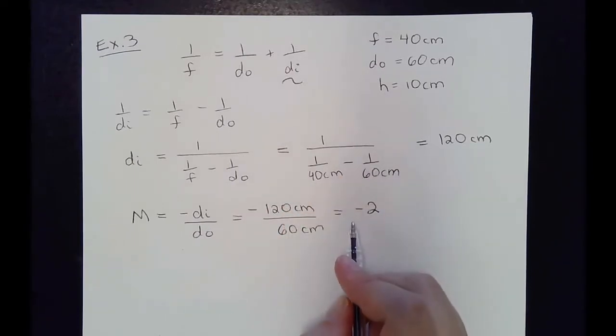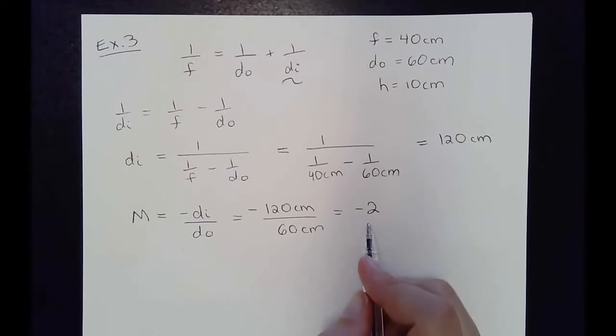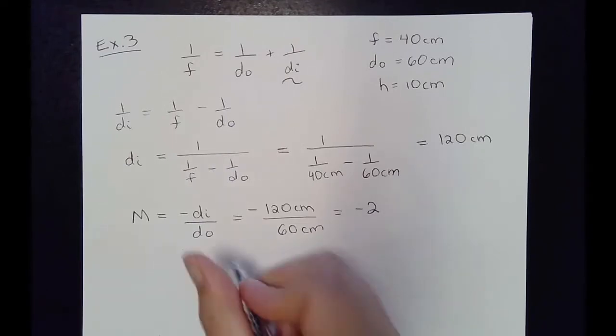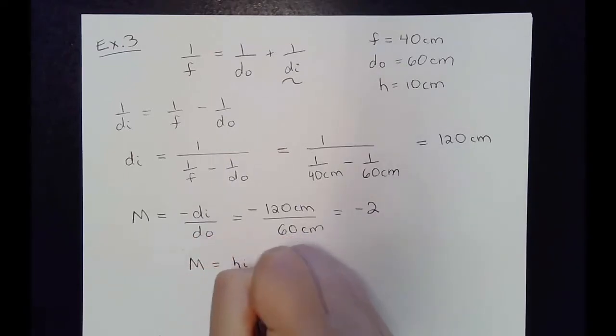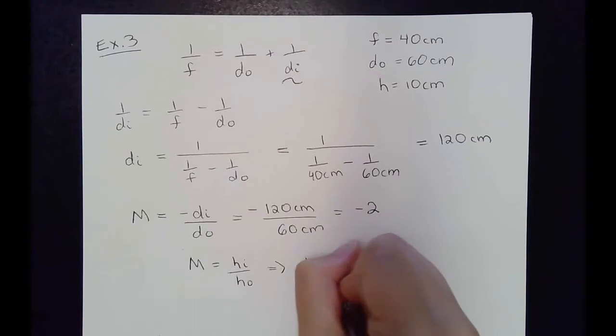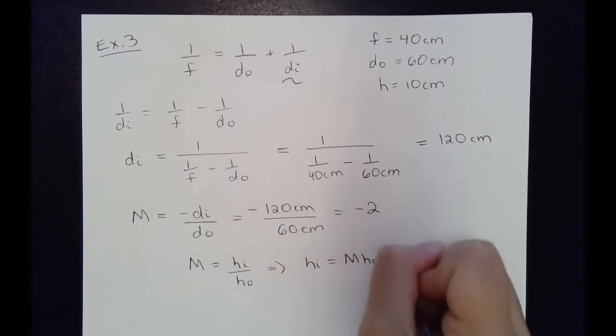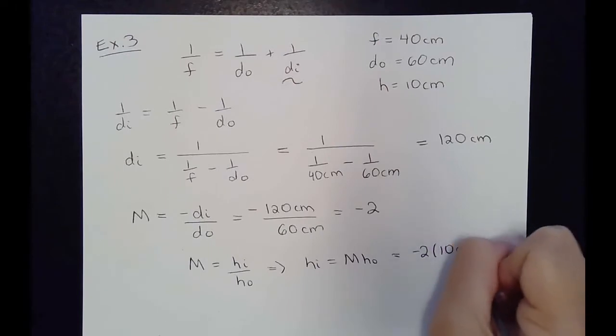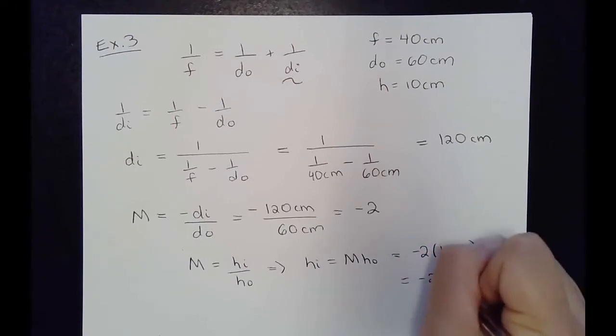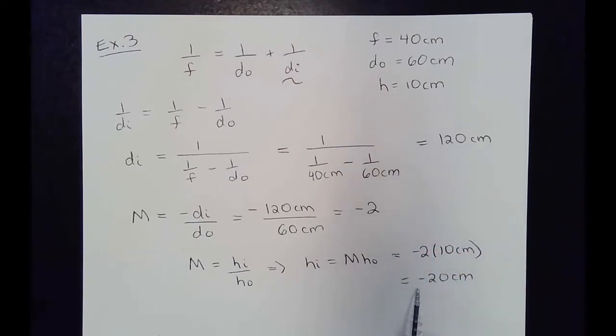And this negative sign tells us that it should be inverted, which it was, and it should be magnified by a factor of 2. So then we also know the magnification is hi over ho, or we could write hi equals m ho, so negative 2 times 10, which gives negative 20. Again, that negative means that it's below the principal axis, or also means that it's inverted compared to the original.